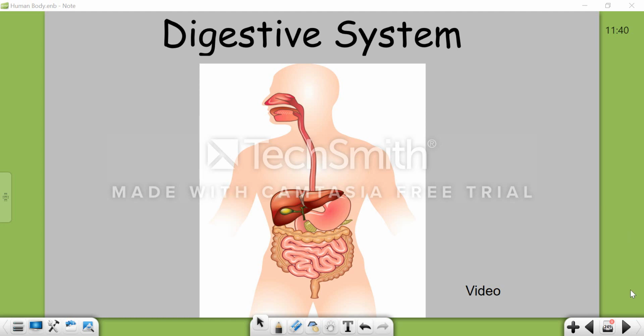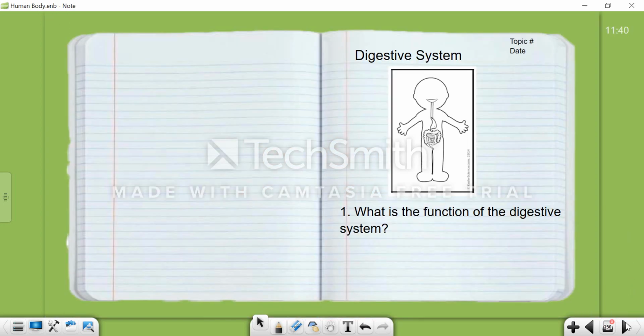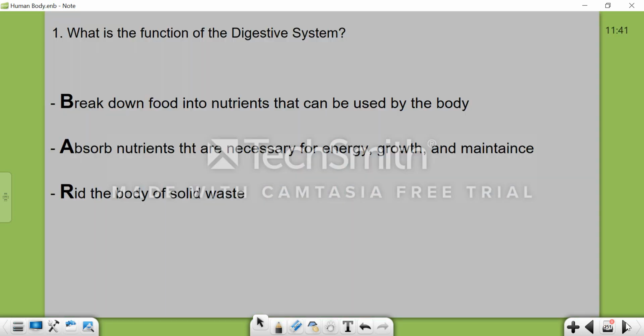So we're starting with the digestive system. Your first question would have been, what's the function of the digestive system? This is one you probably have a lot of prior knowledge with, even though you don't realize it, because we eat all the time. So another acronym for you is BAR, B-A-R. This is the function of the digestive system: to break down food into nutrients that your body can use, to absorb those nutrients to use for necessary energy, growth, and maintenance, and then rid the body of solid waste.